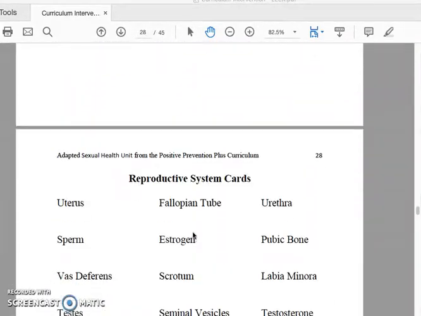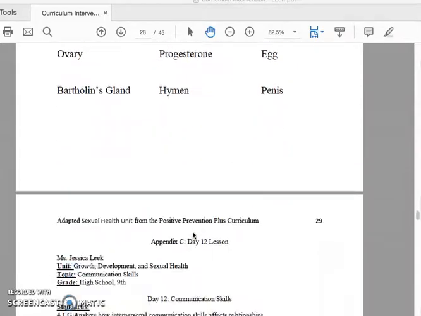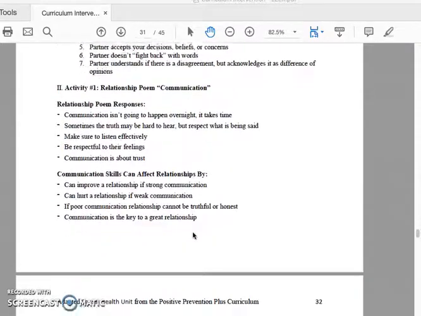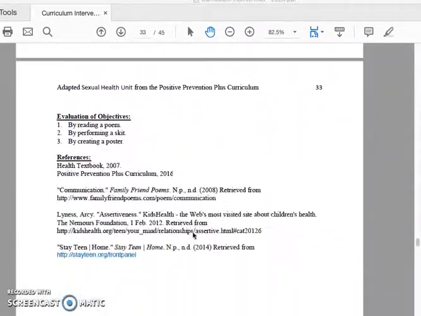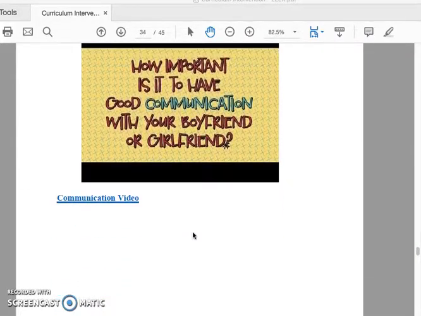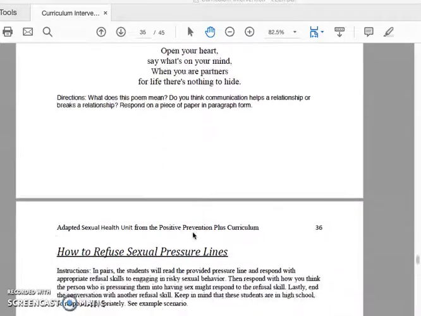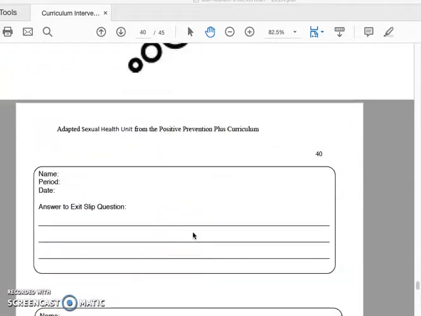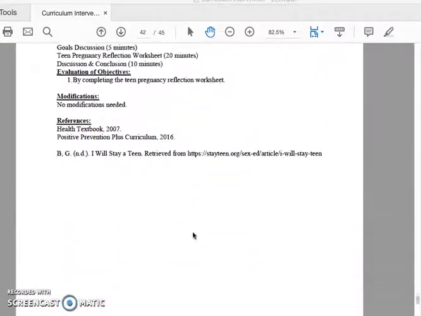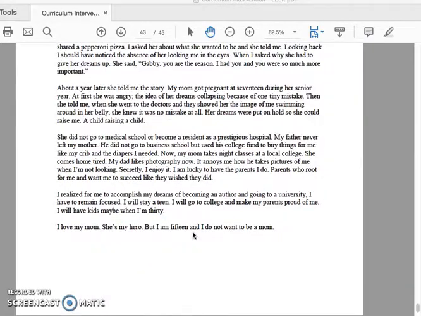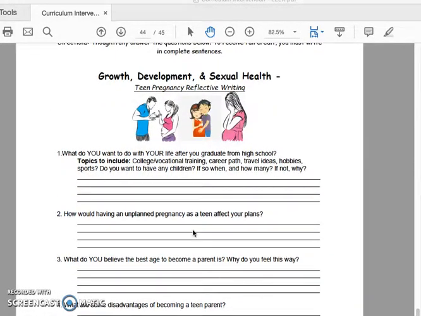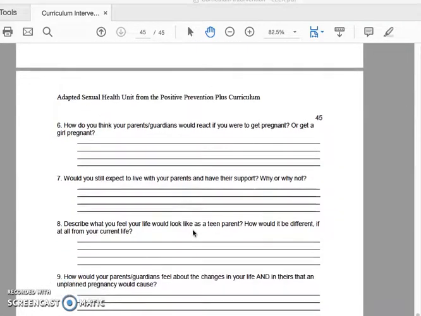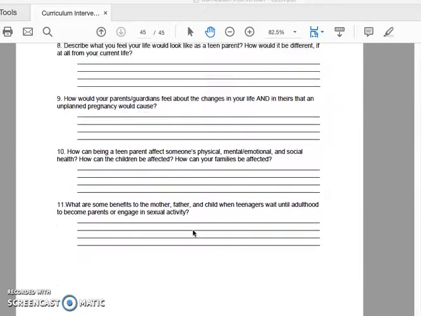such as going over reproductive systems and having them do an interactive class activity, having them do communication skills and practicing how to say no to peer pressure lines in a variety of different situations, having them watch a little clip, respond to a poem, and do pressure lines. And then the final one is having these students identify why it's important to make positive choices. This is a reflective writing lesson on being a teen parent, and what they think their parents would respond and how they think their life would look.